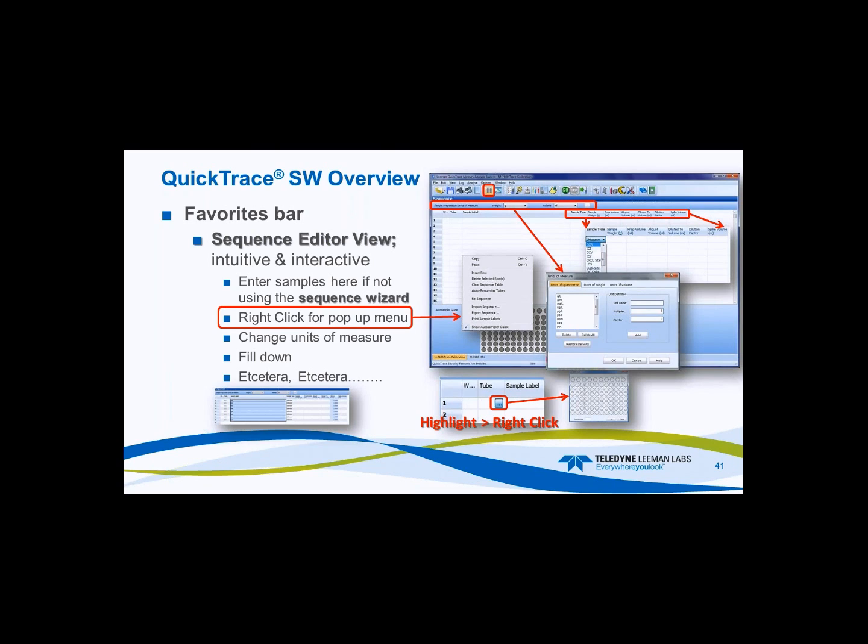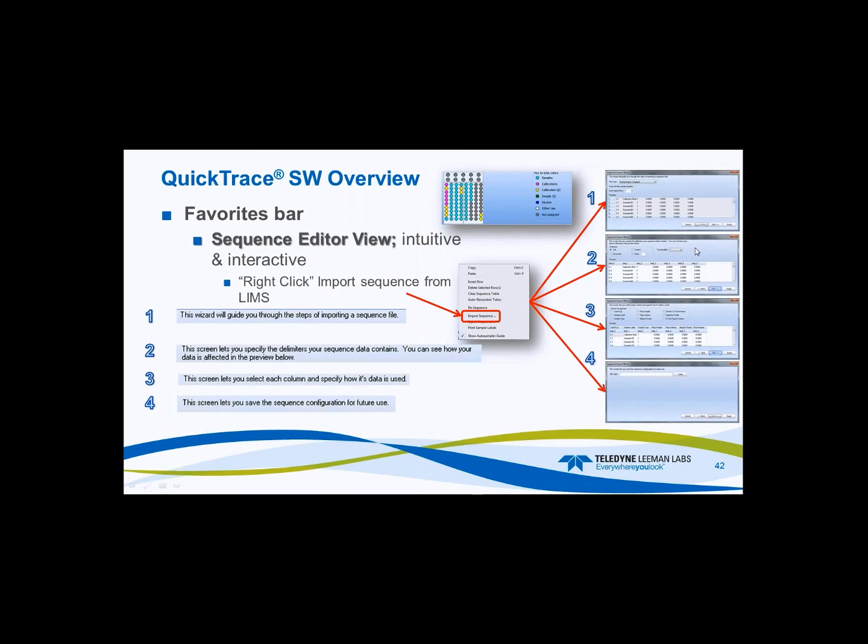We also have fill down, and there are a number of things on this sequence page that are very, very useful. Here's a highlight of some of the things you can do. I exploded this. You have sample weights, prep volume, aliquot volumes, dilution volume, dilution factor, and then spike volumes. So there are a number of things you can enter with this sequence.